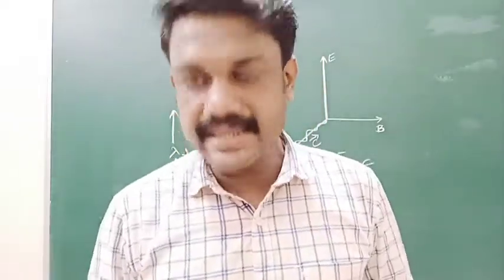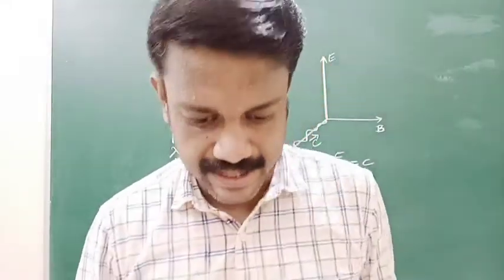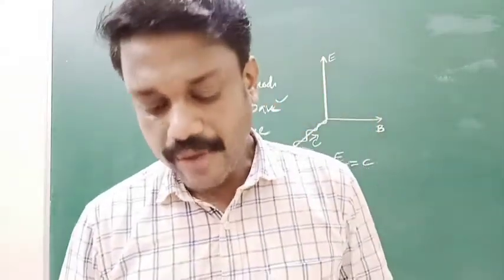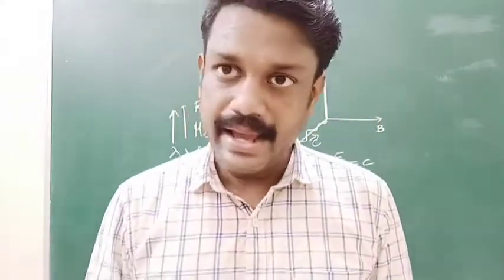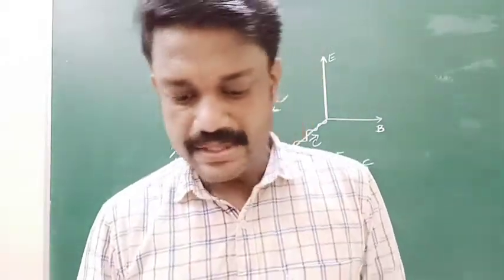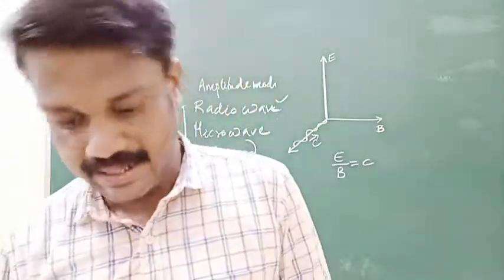Okay, the next is infrared radiation. Generally heat radiations are infrared radiations. Its wavelength range is 8 into 10 to the power minus 7 to 5 into 10 to the power minus 3 meter. Then the frequency range is 4 into 10 to the power 14 to 6 into 10 to the power 10 hertz.